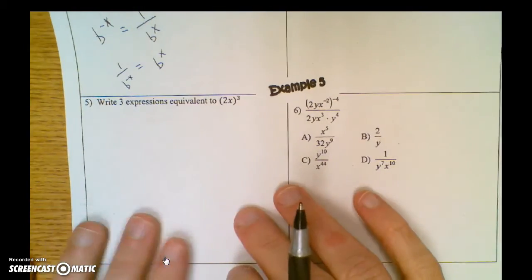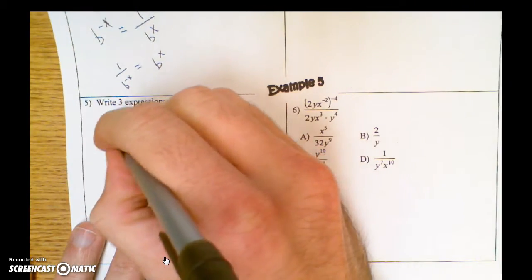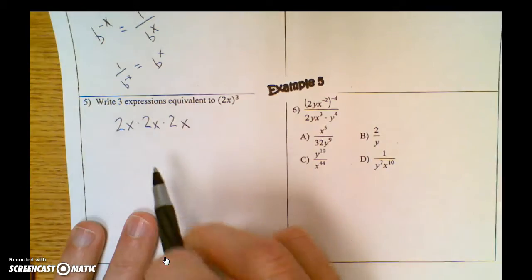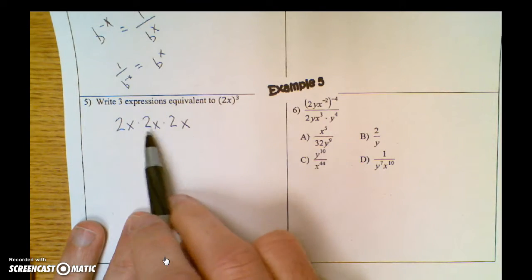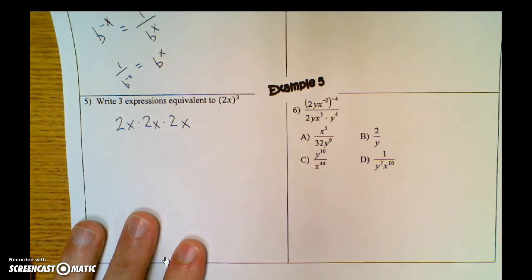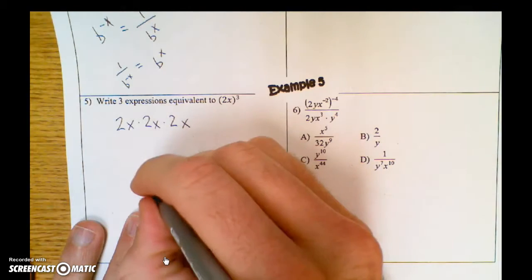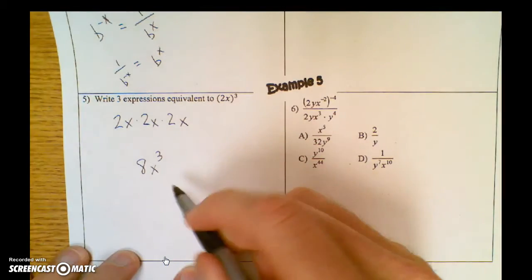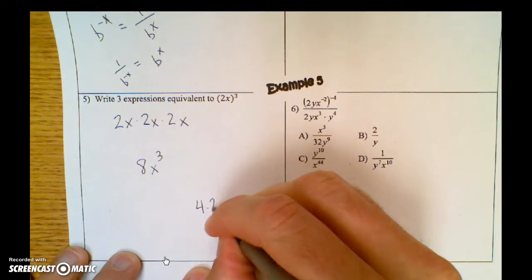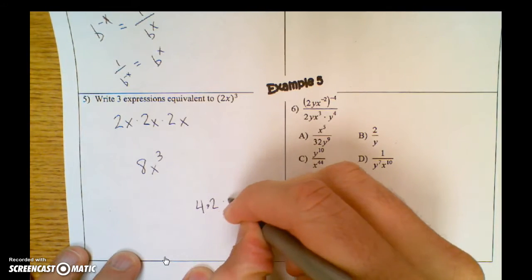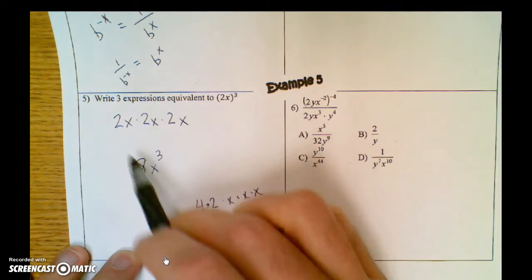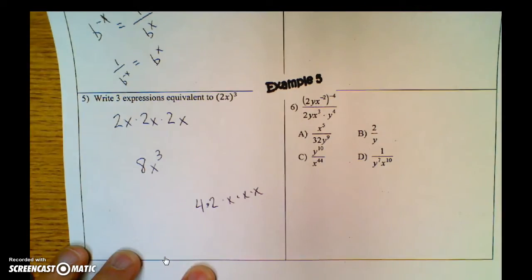Write 3 expressions equivalent to this guy. So one way you could do equivalence is just by multiplying the expanded form out. So 2x to the third is really 2x times 2x times 2x. So that's one method. Another method is to actually multiply those together. 2 times 2 times 2 is 8, and then you get x to the third. And another possible way is you could take 4 times 2 times x times x times x. There's lots of different answers to this problem, so anything that winds up being the same will be a correct answer. Alright, so here's example 5.